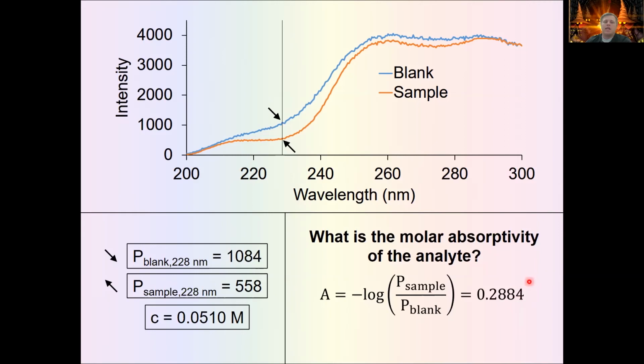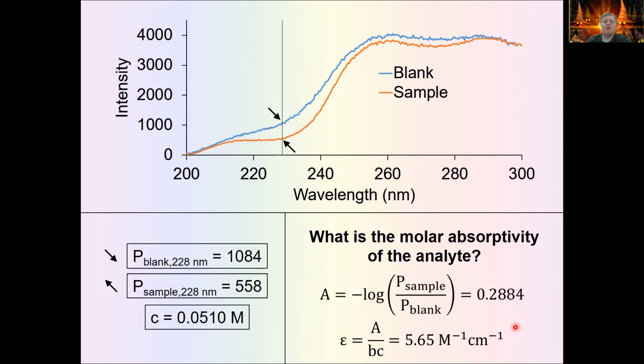We will then take that and plug it into Beer's law, and we will solve Beer's law for the molar absorptivity here, which is epsilon. So epsilon is equal to A over BC. And once we plug in all of our values here, so we plug in our value for A of 0.2884 here, and for C, we plug 0.0510 in. It didn't give you a B, so we're just going to assume that it is a path length of 1 centimeter, and that will give us a value of 5.65 per molar centimeters.